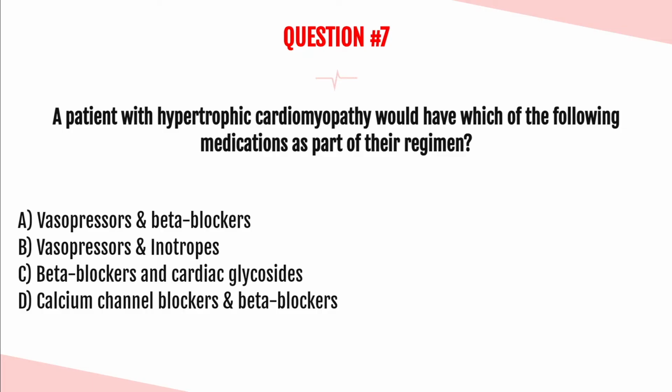Question number 7. A patient with hypertrophic cardiomyopathy would have which of the following medications as part of their regimen? A, vasopressors and beta blockers. B, vasopressors and inotropes. C, beta blockers and cardiac glycosides. Or D, calcium channel blockers and beta blockers.